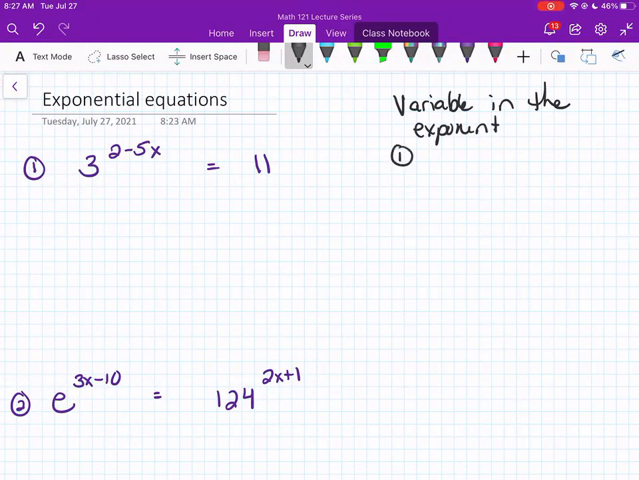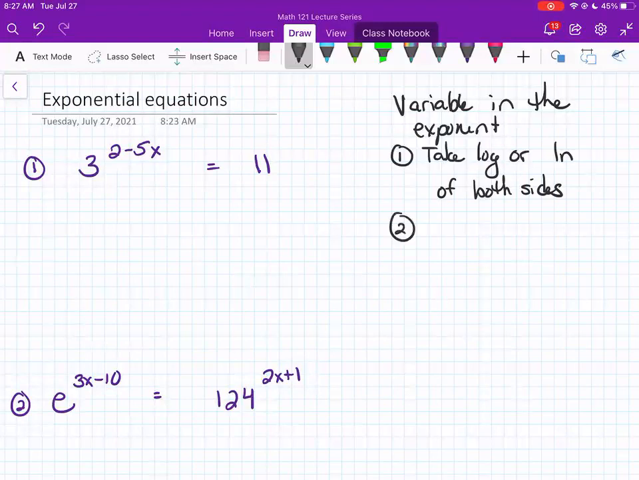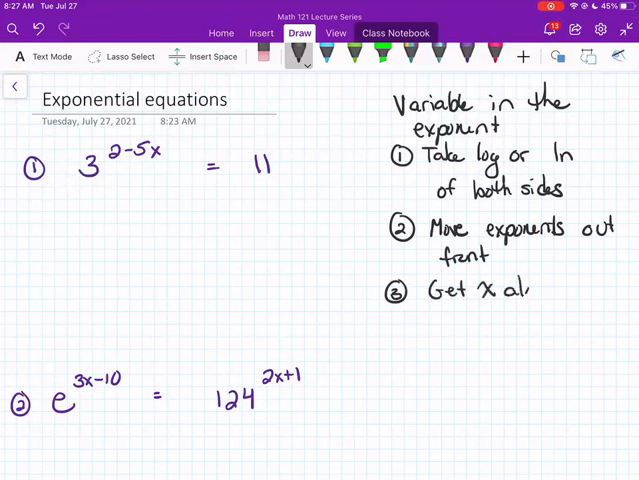The first thing you want to do is take the log or the ln of both sides. It really doesn't matter if you take the log or the ln. I typically only take the ln if there's an e involved, because you'll see shortly that that helps one piece disappear. Once you take the log or ln, you're going to move the exponents out front. And finally, you're going to get x alone to solve for x.